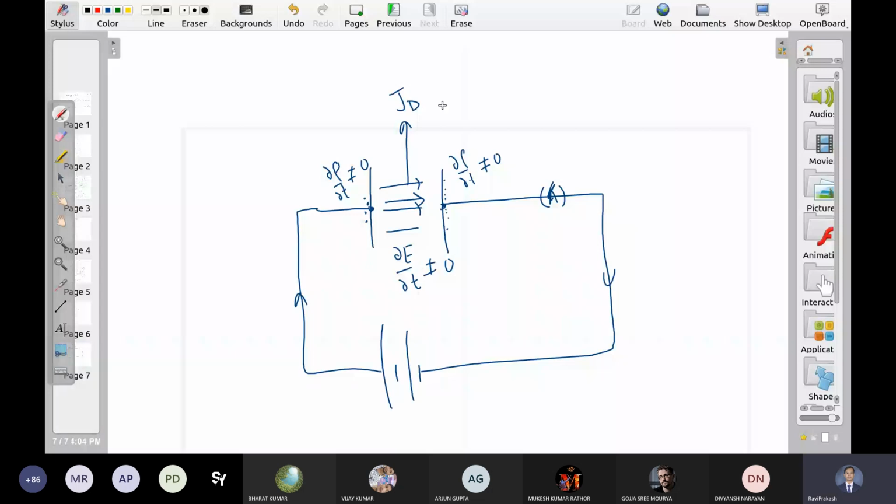So there is a current everywhere in this circuit. Here we have actual current, flow of charge. In the plates, there is no actual current, there is some other current, displacement current, and that's how we complete the circuit. Okay, so we will discuss more about this current in the next class because time is up now.